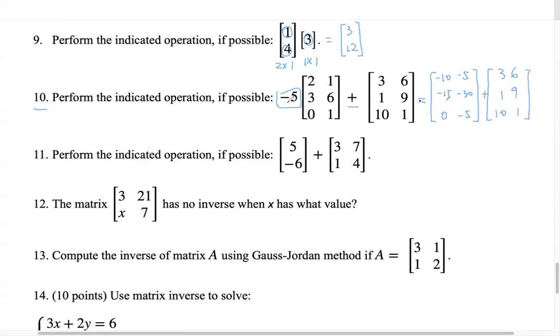When we add, we add entry wise. Right? We add the 1,1 position with the 1,1 position, the 1,2 position with the 1,2 position. We add position entry wise. But we should still have a 3 by 2 matrix. So -10 plus 3, -7. -5 plus 6, 1. -15 plus 1, -14. -30 plus 9, -21. 0 plus 10, 10. -5 plus 1, -4.